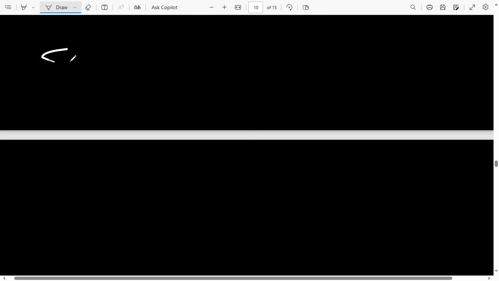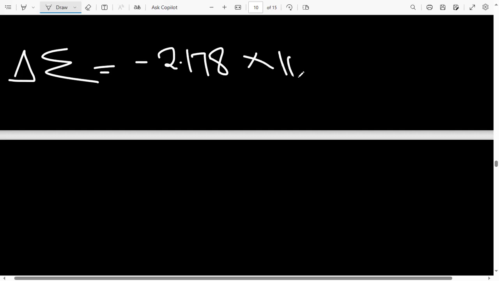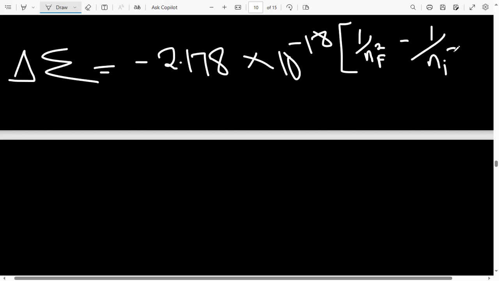You say the change in energy when the electron makes a transition is equal to minus 2.178 multiplied by 10 to the power minus 18. And then in the brackets, you put 1 over the final energy level, indicated by nf squared, minus 1 over the initial energy level squared. So this is the formula that we are going to use to solve that question.